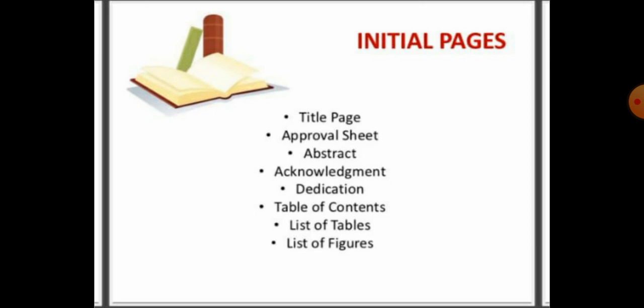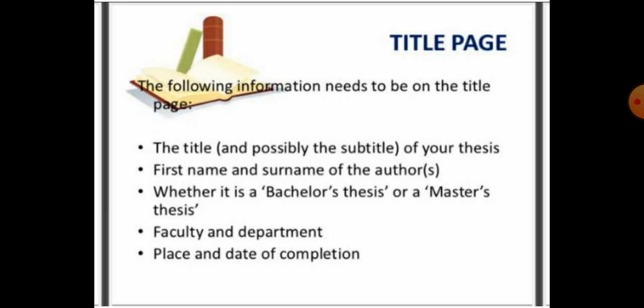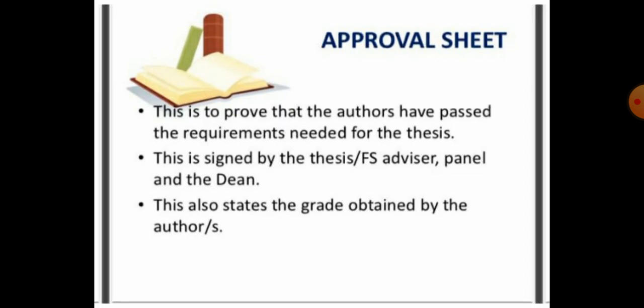Title page, approval sheet, abstract, acknowledgement, dedication, table of contents, list of tables, list of figures. So, what is the title page? The following information needs to be on the title page: the title of your thesis, first name and surname of the author, whether it is a bachelor's thesis or a master's thesis, faculty and department, place and date of completion.